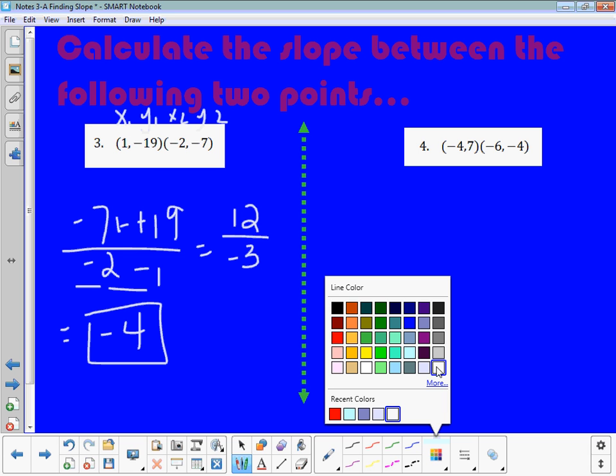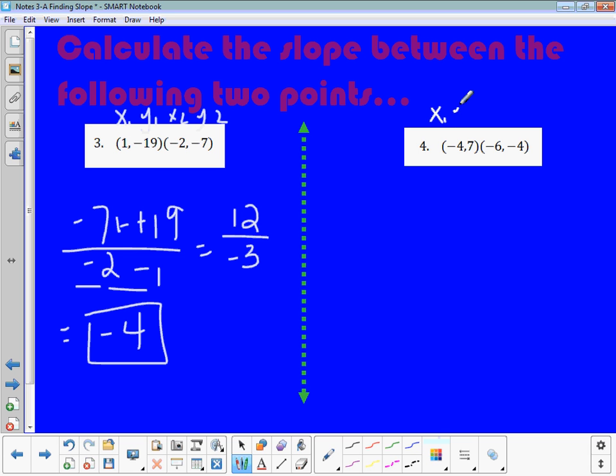For number 4, here we have x1, y1, x2, y2. Here's the cool thing about using this formula: you can flip-flop these. If you wanted this to be your second parenthesis and this to be your first parenthesis, it'll still work.